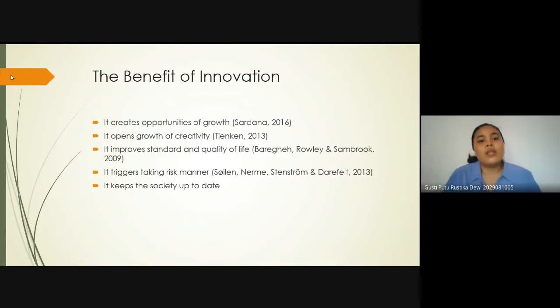The next one is it keeps the society up to date. Yes, it is true because the innovation adjusts with the growth of technology and science. So it will adjust with the need of the current situation.